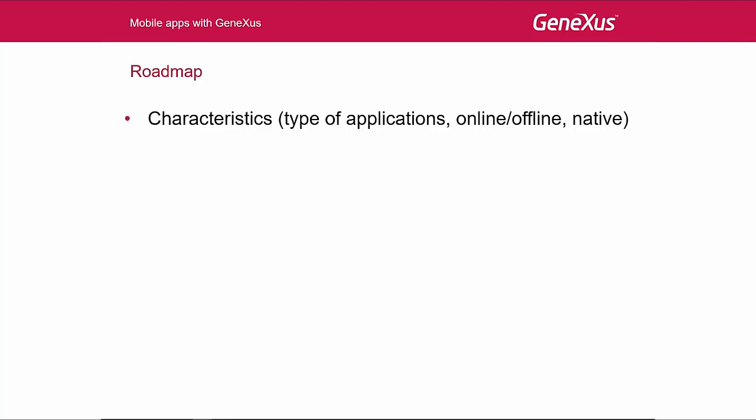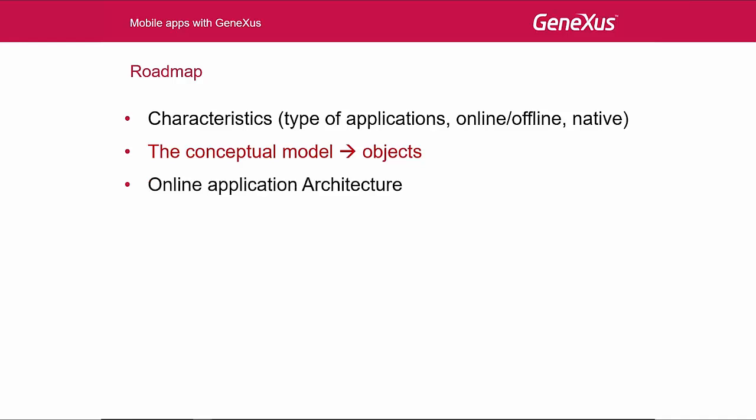So this is the end of today's class, and we've seen the established roadmap. We saw characteristics, types of applications that can be online and offline, which must be native. We saw the conceptual model and objects underlying it. We studied the architecture of online applications.